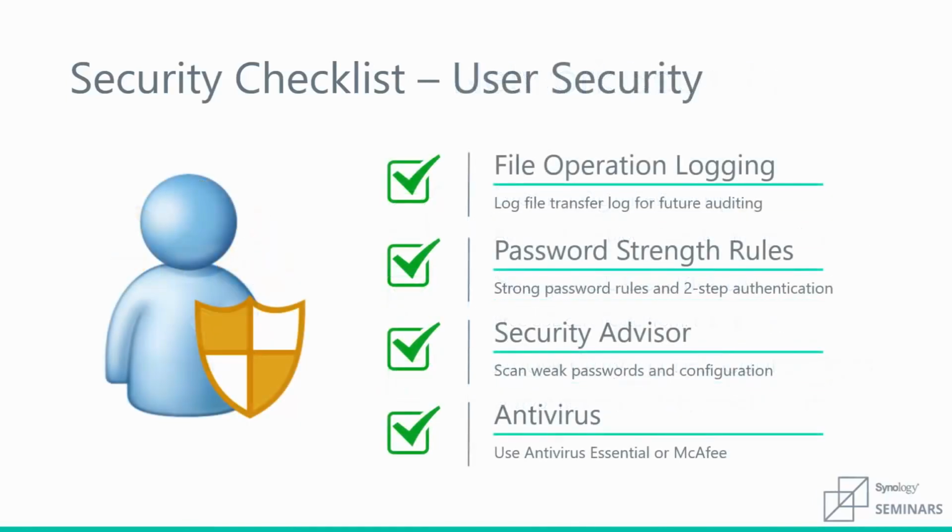On the user security level, you can enable a file transfer log to keep track of every file movement on your system for future auditing. You should implement strong password rules and two-step authentication to make sure that all logins are secure. You can also enable and tailor the security advisor to scan your NAS for any weak user password configurations, all to rules that you set in place. Lastly, you should definitely utilize antivirus software, such as Our Antivirus Essential or McAfee Antivirus.